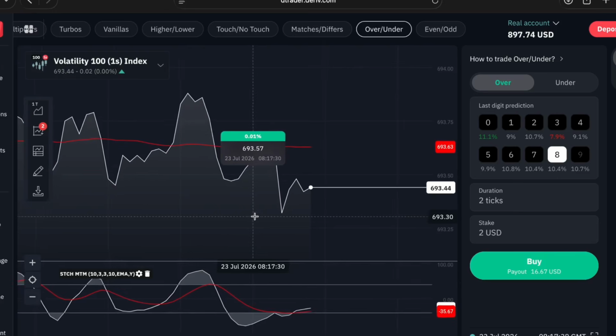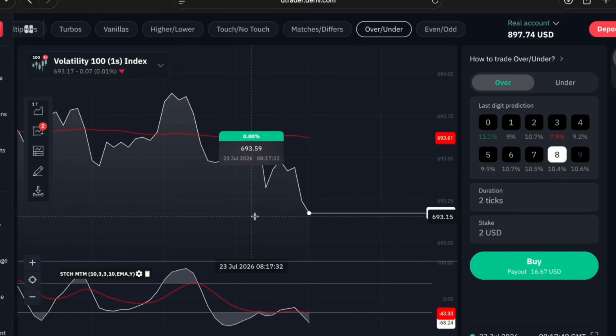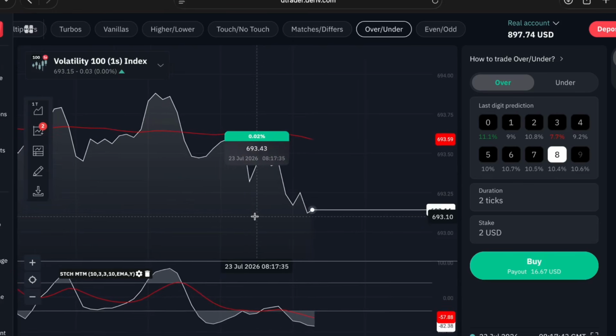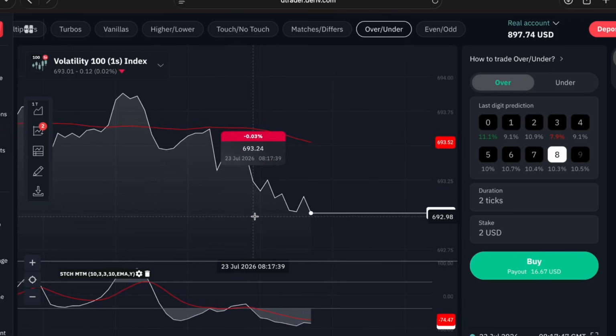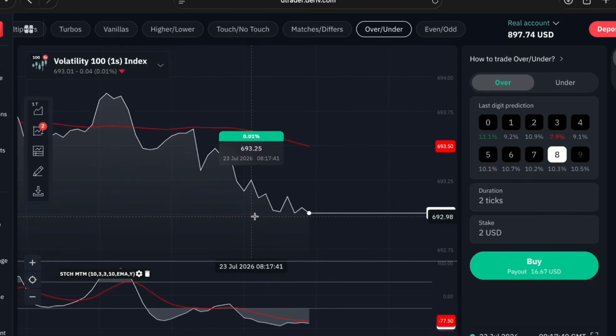And will you still lose trades? Absolutely, yes. Every trader loses trades, okay? The goal isn't to eliminate losses. The goal is to manage them so that they don't destroy your account, okay?